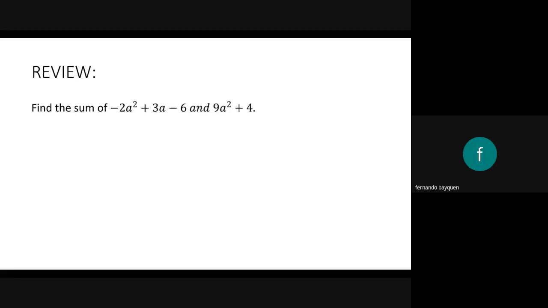Now find the sum of negative 2a squared plus 3a minus 6 and 9a squared plus 4. How are we going to add polynomials? What must be the things that we have to consider? Ano ba dapat ang titingnan natin kapag nag-a-add tayo ng polynomials? Or kailan ba tayo pwedeng makapag-add ng polynomials?